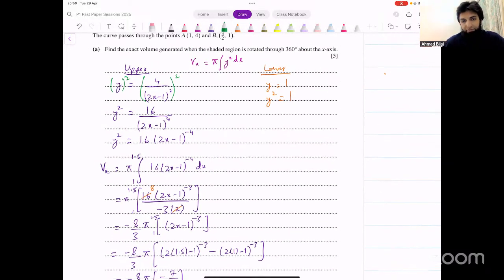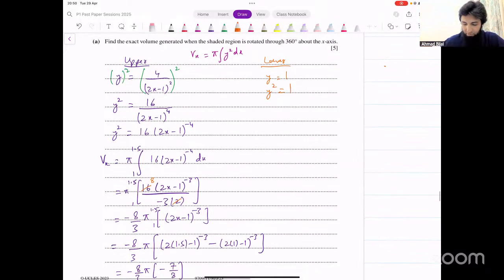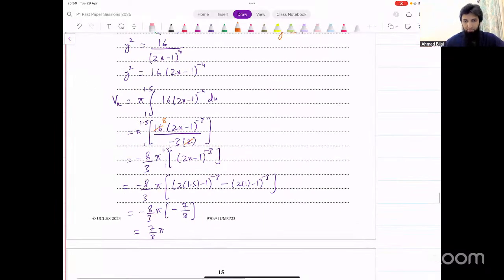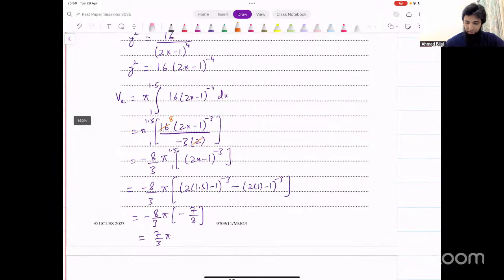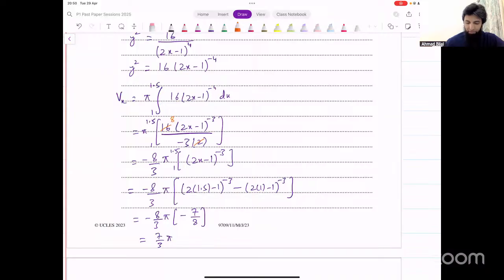Yes. Can you scroll down a little bit? Why are you multiplying minus 3 with 2 in the volume? Why are we multiplying minus 3 with 2? That's the integration rule. 16 remains as it is. We add 1 to the power, it becomes minus 3. So we divide by minus 3. And we also divide by the derivative of what is inside. Derivative of 2x minus 1, that is 2. So we divide by 2 as well. Okay, thank you.